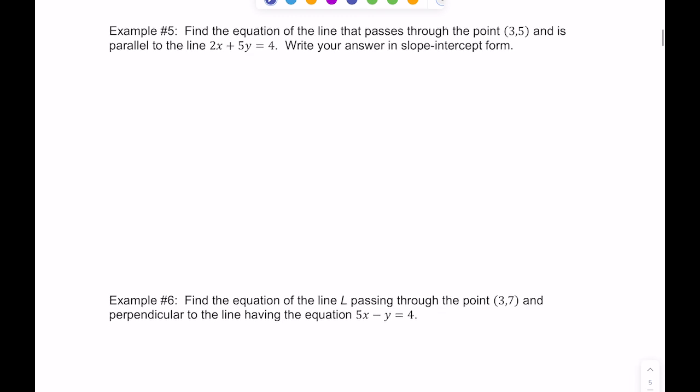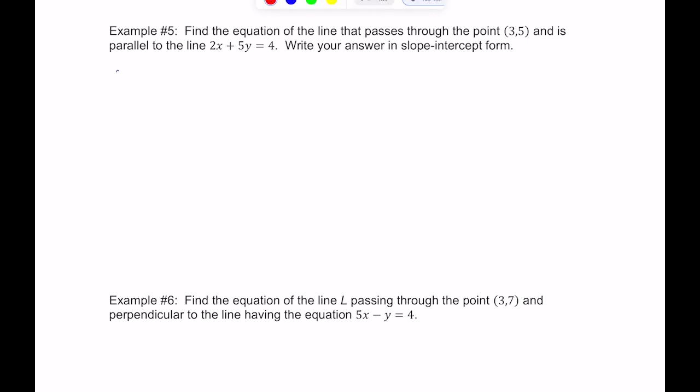All right, so let's find an equation of a line, what we've been doing. This time it passes through (3, 5), but it also has to be parallel to the line 2x plus 5y equals 4. And we want to write our answer in slope-intercept form. So again, anytime you write an equation of a line, what two things do you need? You need a slope and any point, okay? It's great if you have the y-intercept, but in this case, we do not. We have the point (3, 5).